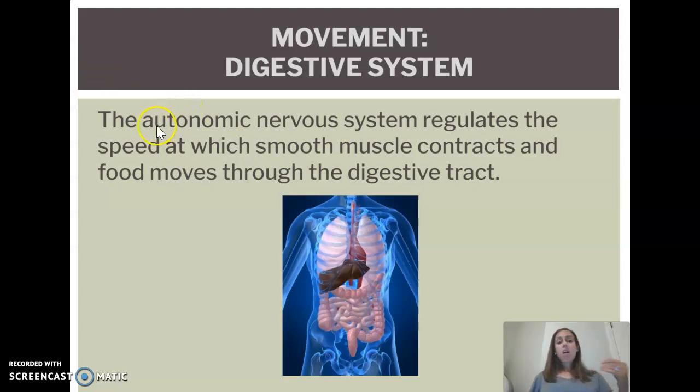It's saying that the autonomic nervous system, the branch of the nervous system that controls things that automatically happen within our body, the things that we don't have voluntary control over, regulates how quickly those smooth muscles contract, which therefore regulates how quickly food is going to move through our digestive tract. I know that sounds tricky, but we've already learned that.